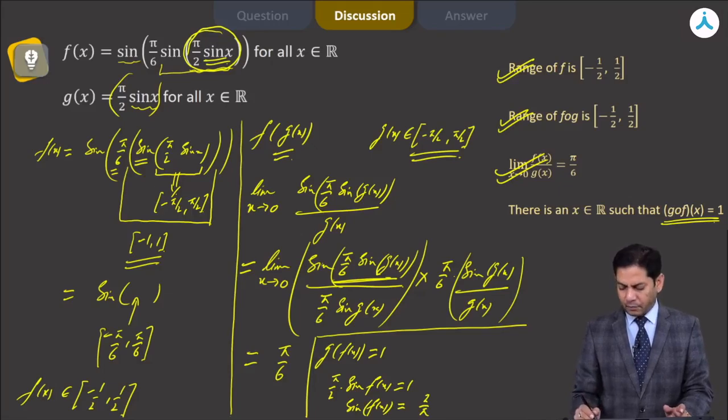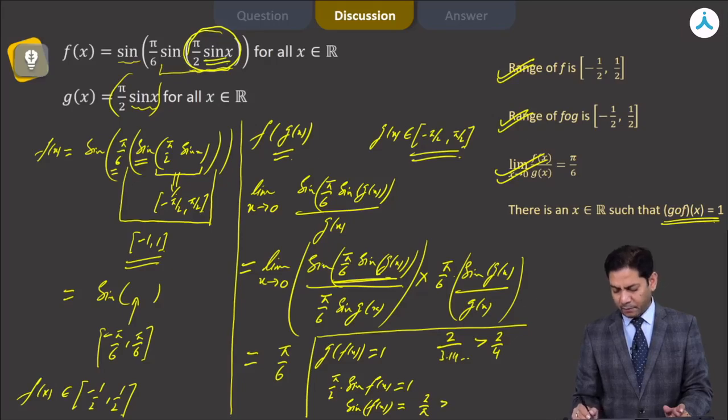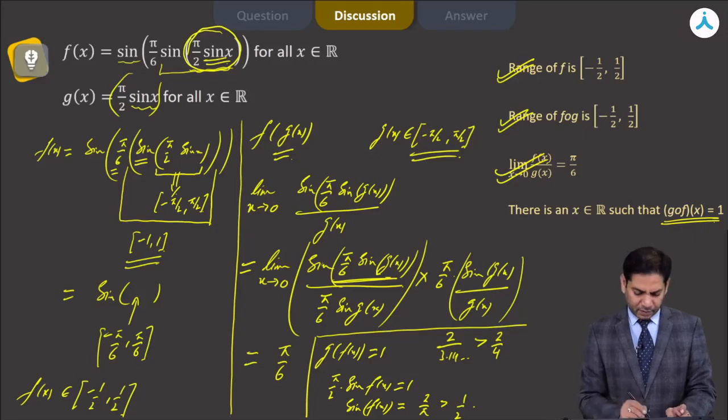2 by pi, what about that value? That is 2 divided by 3.14 something. That will definitely be greater than 2 divided by 4, as 4 is greater than 3.14. So we can say that this 2 by pi is greater than 1 by 2. And f of x is having values from minus 1 by 2 to plus 1 by 2.